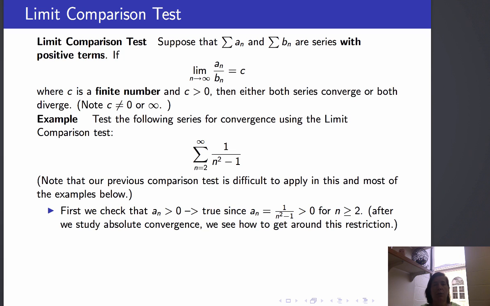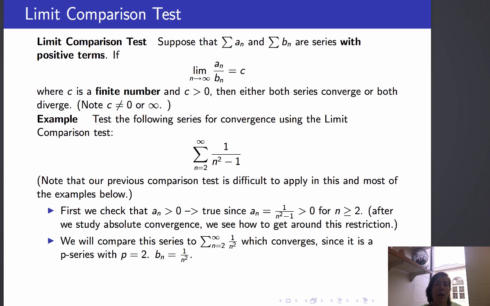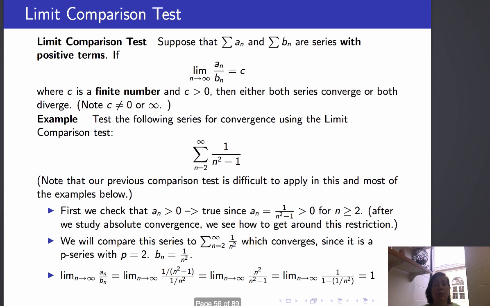Well, let's try to apply our limit comparison test. The first thing is we want to make sure that the terms of our series are positive, and they are indeed. 1 over n squared minus 1 is bigger than 0 if n is bigger than or equal to 2. And we're going to try to compare it to the sum of 1 over n squared, which is convergent since it's a p-series with p equals 2.